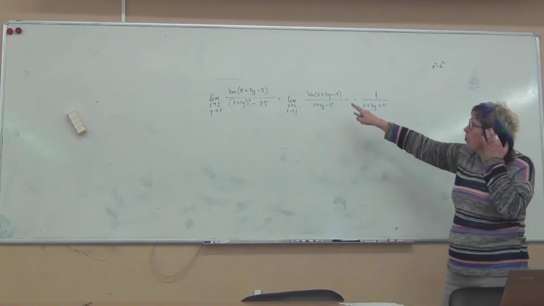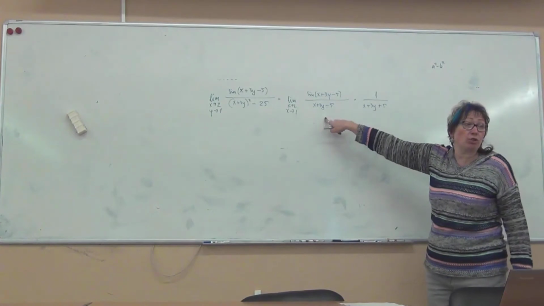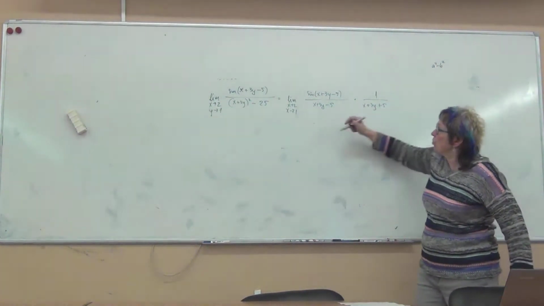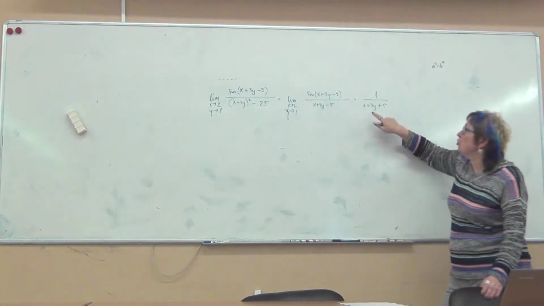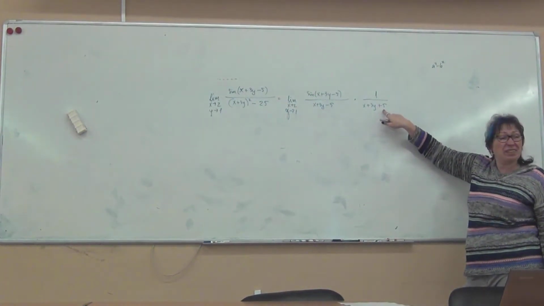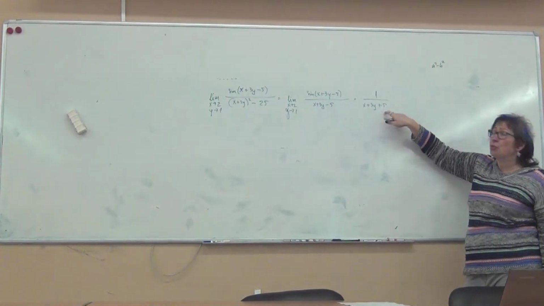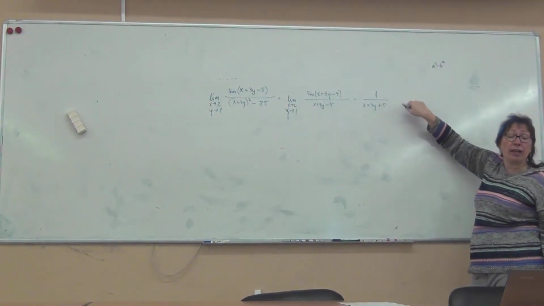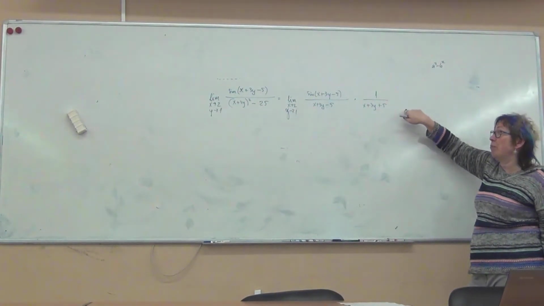Why? First of all, because I noticed that this is the same expression. Secondly, because when x tends to 2 and y tends to 1, this doesn't tend to 0. So this fraction doesn't tend to infinity. That's fine. It's a finite number. The limit of this is a finite number.